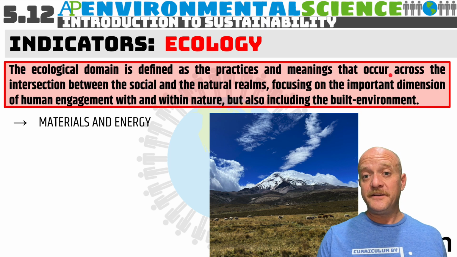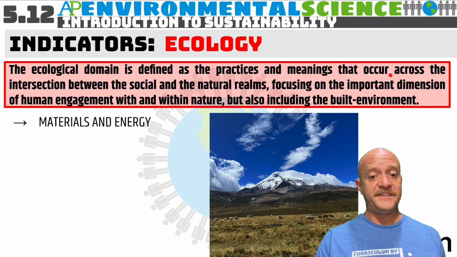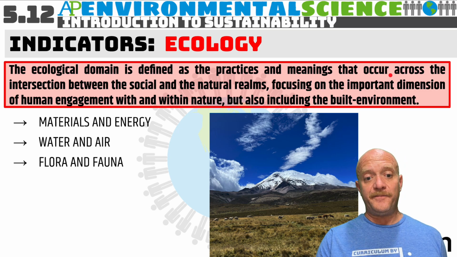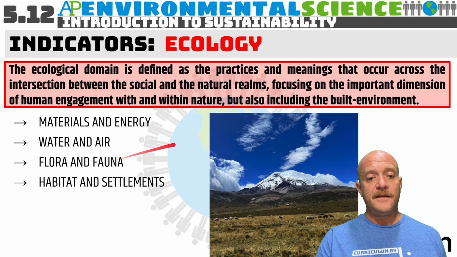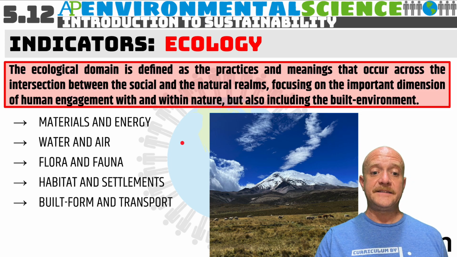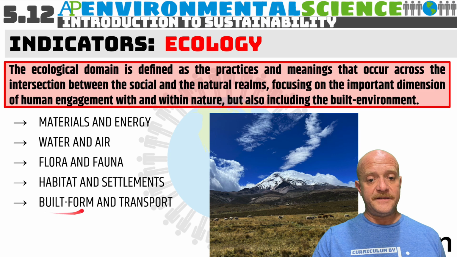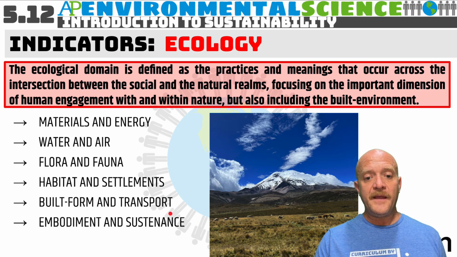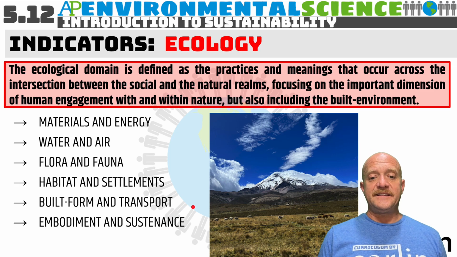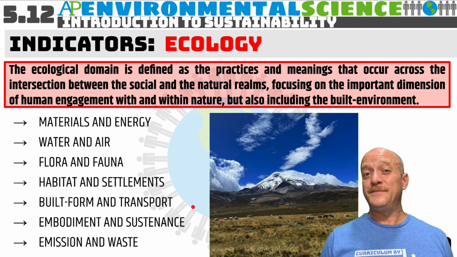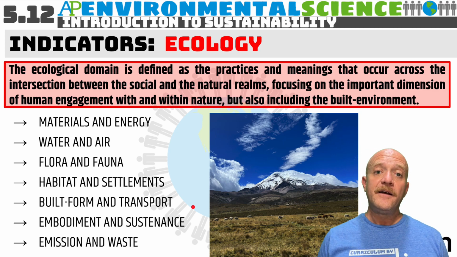So that means the materials and the energy can be an indicator of sustainability. Water and air, whether it is polluted or pristine. Flora and fauna, that means plants and animals. Habitat and settlements, that is the natural habitat and also urban habitats. Built form, buildings and construction, and transport, roads, infrastructure. Embodiment and sustenance, is this able to be sustained? And also emission and waste, like how we handle these materials, is also an indicator of sustainability.